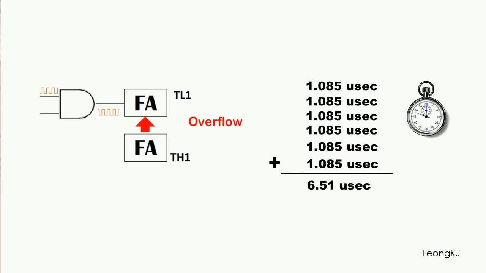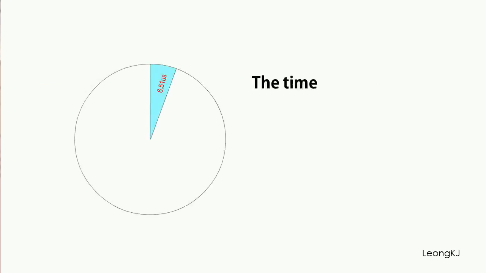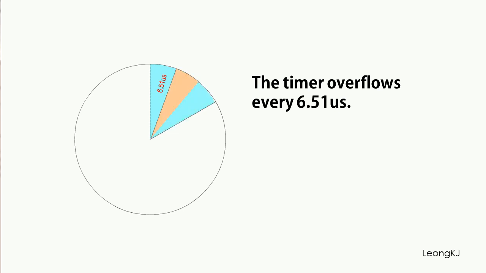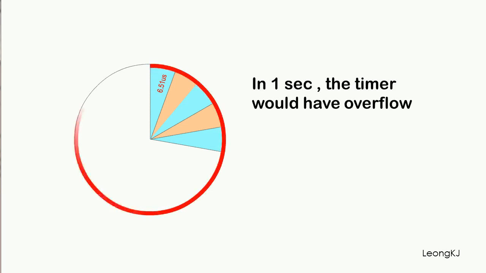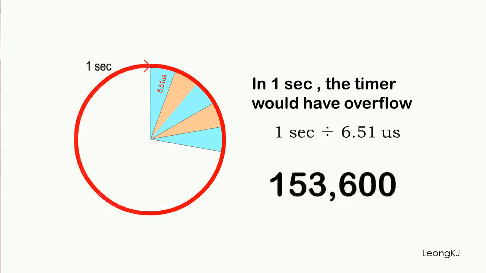It took a total of 6.51 microseconds to reach overflow. The timer overflows every 6.51 microseconds. In 1 second, the timer would have overflowed 153,600 times. 153,600 is the overflow rate. The number of overflows in 1 second.